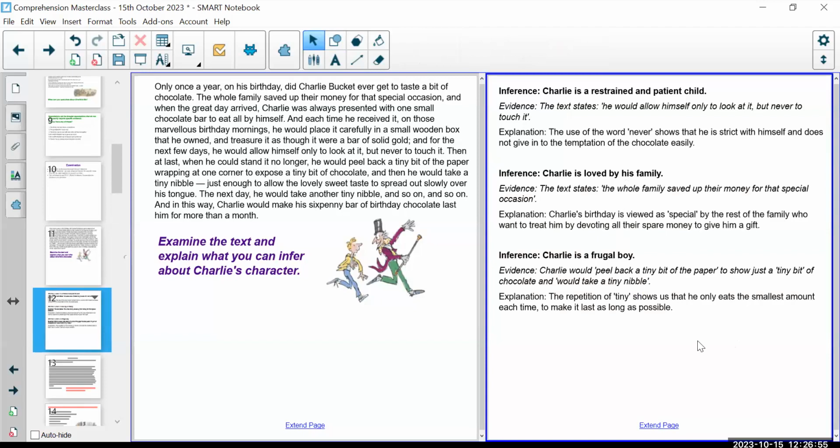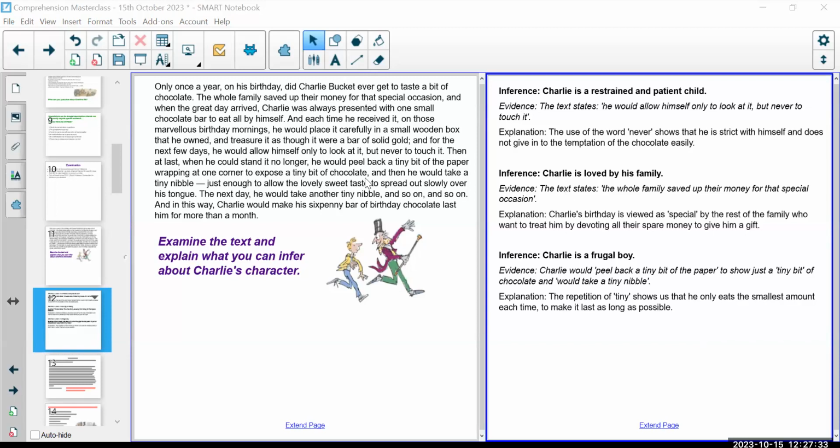Or we've got the third one there. Charlie is a frugal boy. My evidence was Charlie would, quote, peel back a tiny bit of the paper to show just a tiny bit of the chocolate and would take a tiny nibble. Now, someone did pick up on this. Someone did say that there was repetition of tiny, which is great. The repetition of tiny shows us that he only eats the smallest amount each time to make it last as long as possible. So you can see each of those answers, it's three separate sentences, right? It's a statement, then it's a piece of evidence in its own sentence, and then it's explained as well.